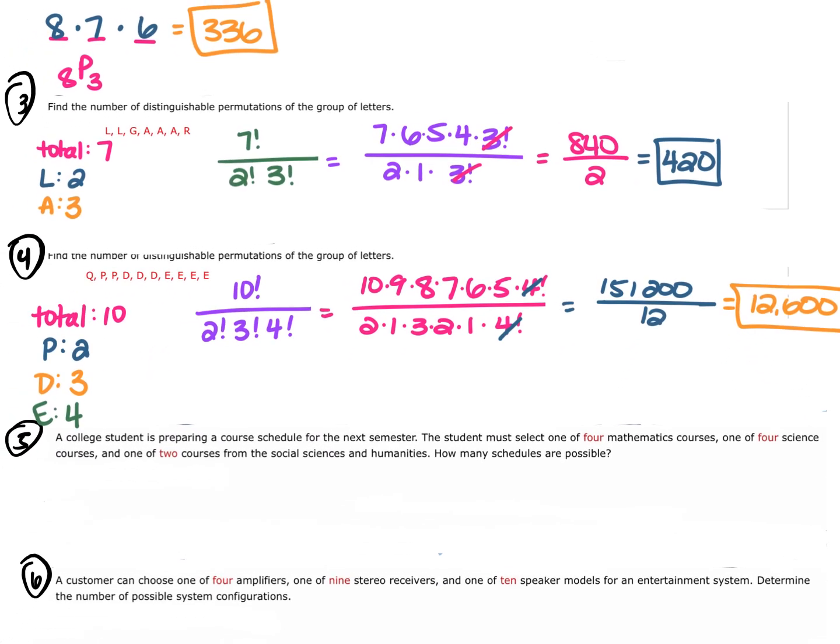For number 5, it tells you that a college student is preparing a course schedule for the next semester. The student must select one of 4 mathematics courses, so we're going to put the 4 down, one of 4 science classes, so that's another 4, and one of 2 courses for the social sciences and humanities. It asks us how many schedules are possible. So we're just going to multiply this out. 4 times 4 is 16, times 2 is 32.